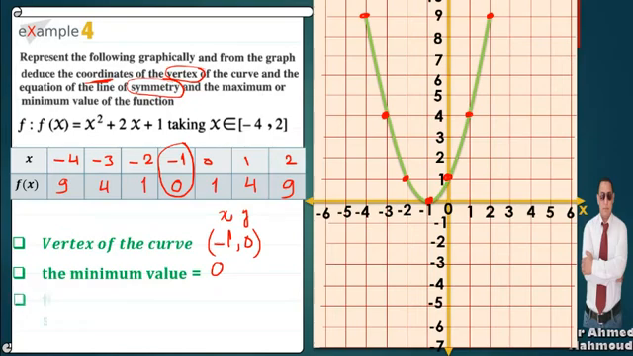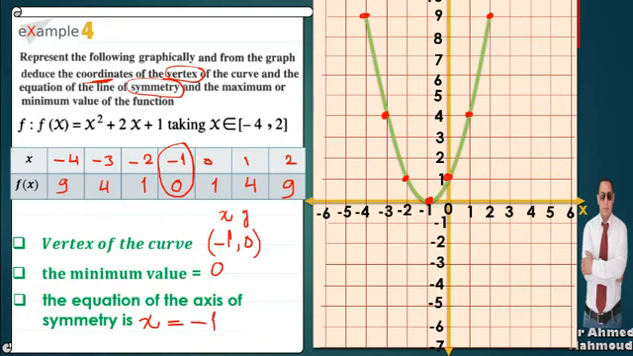Okay, now the equation of the axis of symmetry, it's x equal, and this number is -1, or by using this line. Okay, the line like this, the line that divides the shape into two symmetric shapes. This line intersects the x-axis at -1, so x equal -1. The next example.